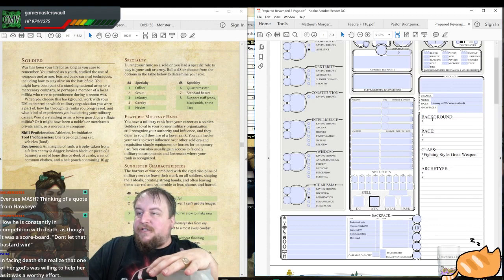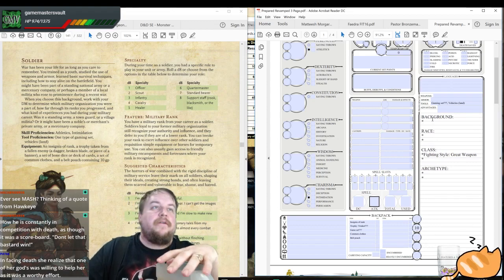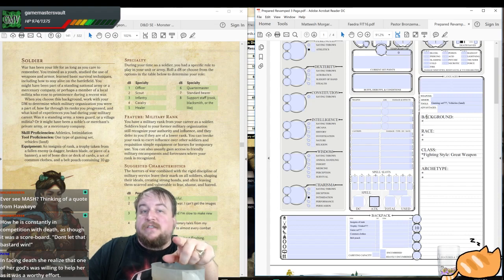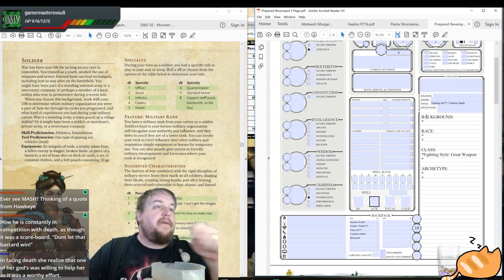In facing death, she realizes that one of her gods was willing to help her as it was a worthy effort. And so this will dovetail a little bit, by the way, into what this Oath of the Ancients will give her in just a little bit.